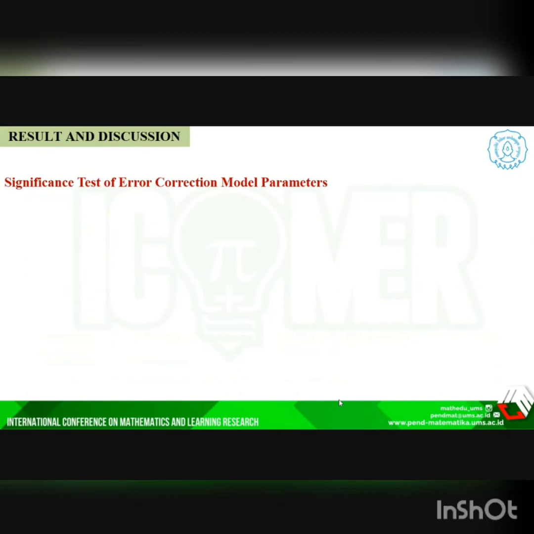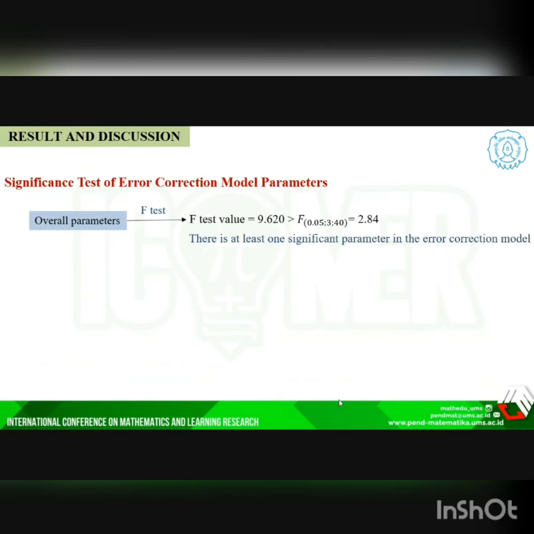Next, significant test of error correction parameters. The overall parameter test with the F-test aims to determine the overall significance of parameters in the error correction model. The result is as shown on the slide. Thus, there is at least one significant parameter in the error correction model. Therefore, a partial test was carried out with the t-test to determine the individual significant parameter in error correction model, as shown on the slide.